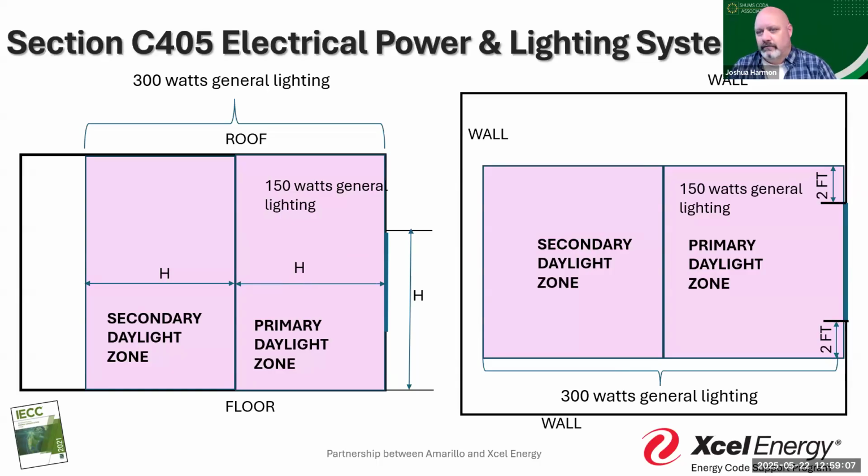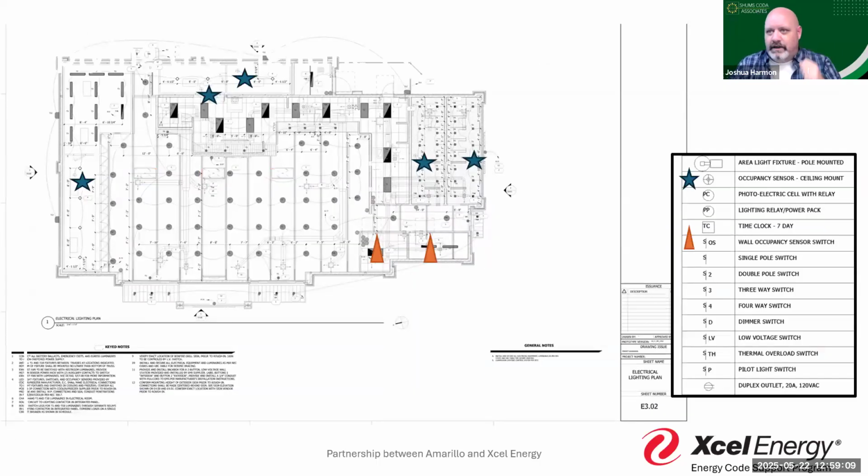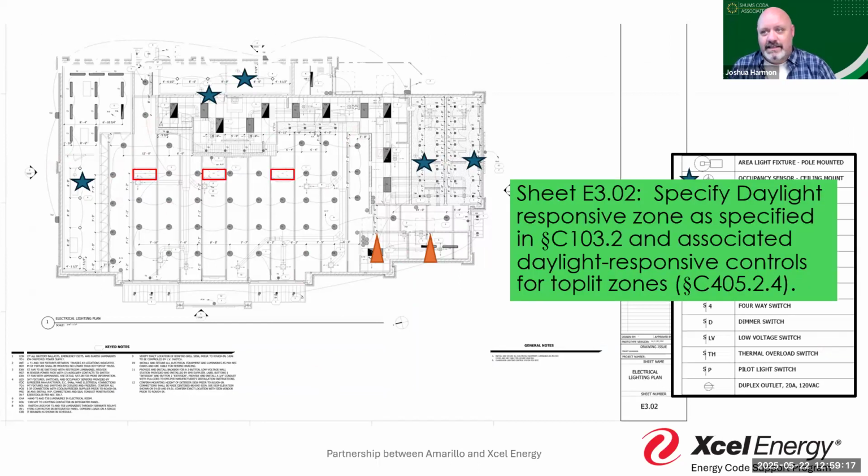And so like this one here, use this example. We've got 1 minute left. I can see where their occupancy zones, their occupancy controls are. But when I see they've got skylights, I have to send them a comment that says, hey, specify the daylight responsive zone associated with these skylights as required, and the associated daylight responsive controls for that top light zone, right?